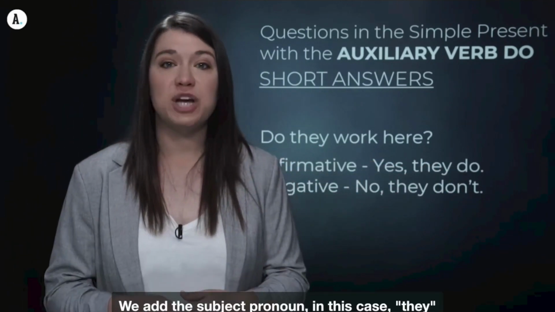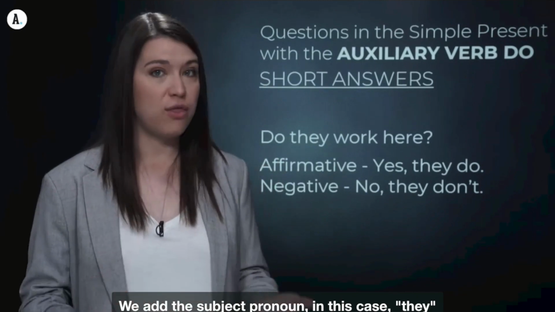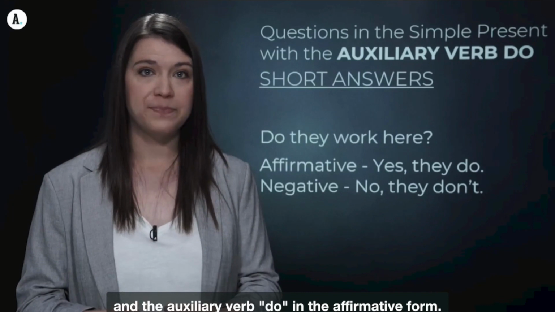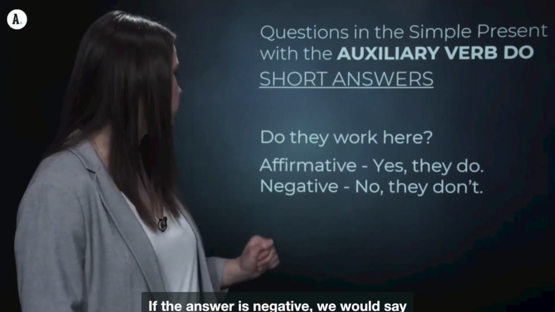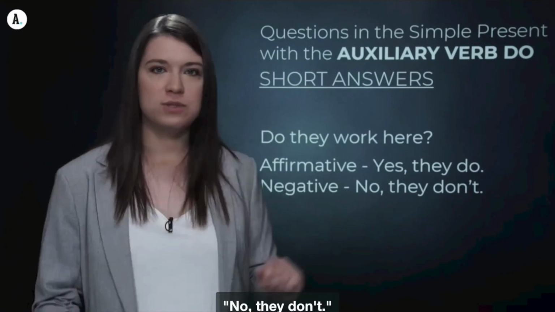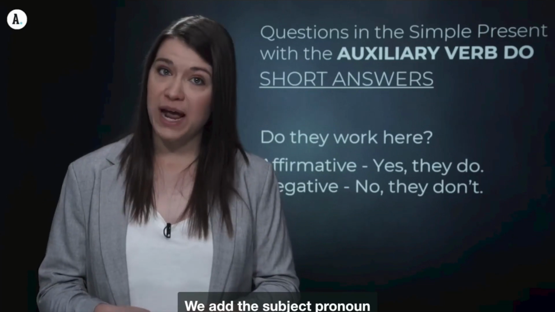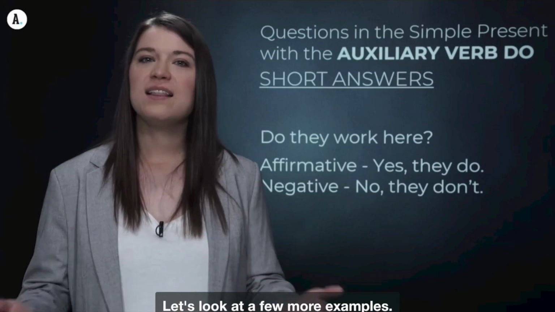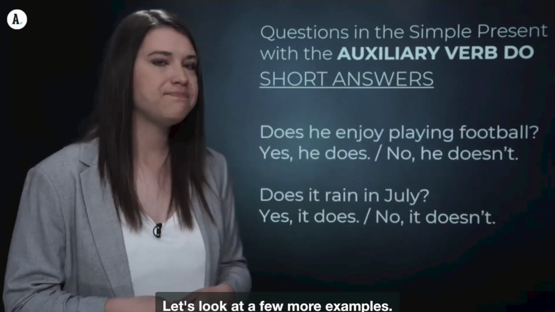We add the subject pronoun, in this case, they, and the auxiliary verb do in the affirmative form. If the answer is negative, we would say, no, they don't. We add the subject pronoun and the auxiliary verb do in the negative form. Let's look at a few more examples.